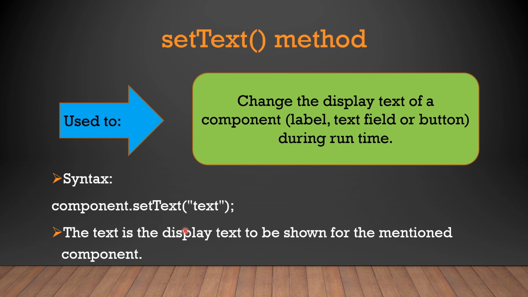After it, you have to provide the text that you want to write. Basically, here we have written text. It means that it is the display text which will be shown for the mentioned component. That means when we click on the button and it takes the action, then basically this text will be displayed. So this is the text that we want to be displayed.